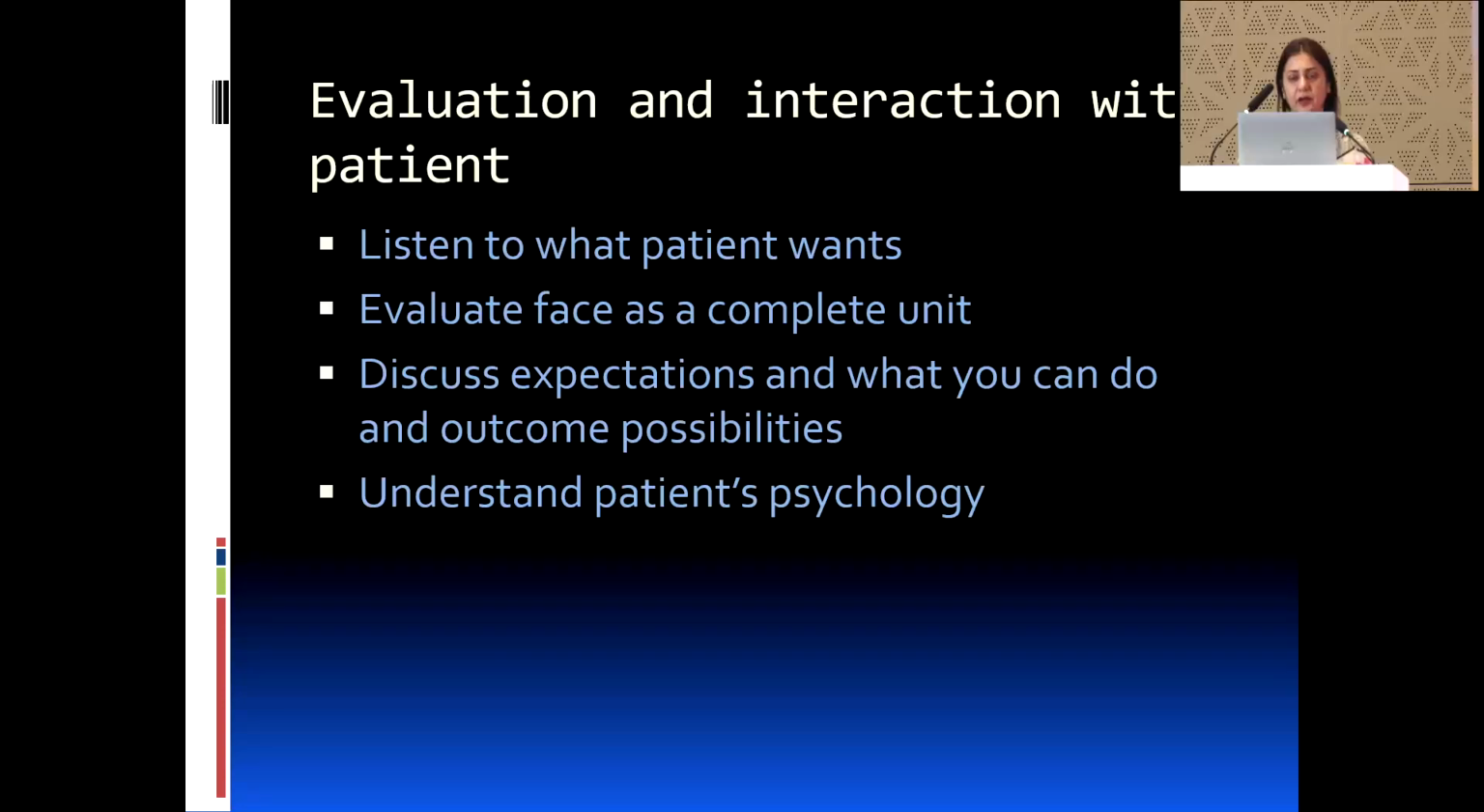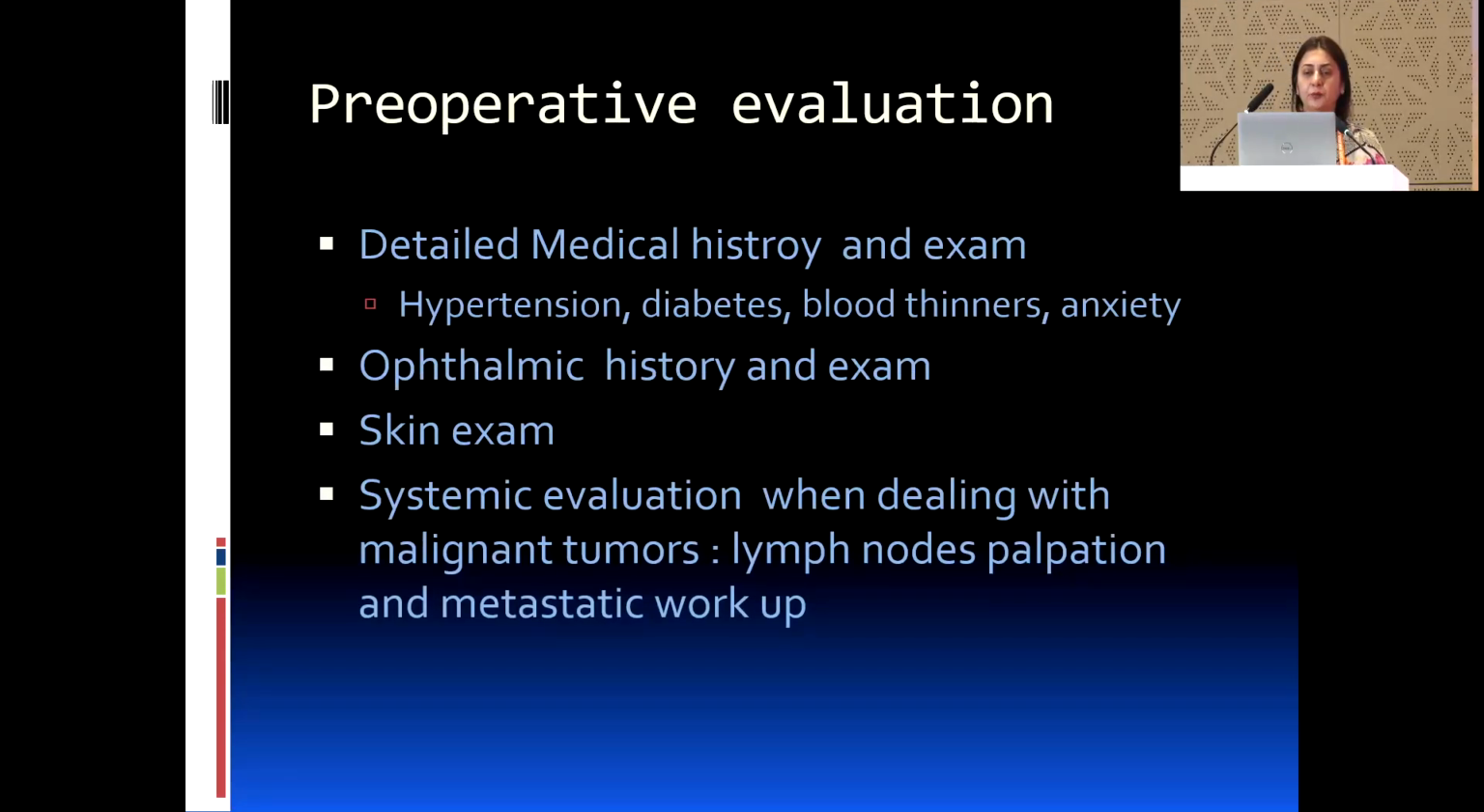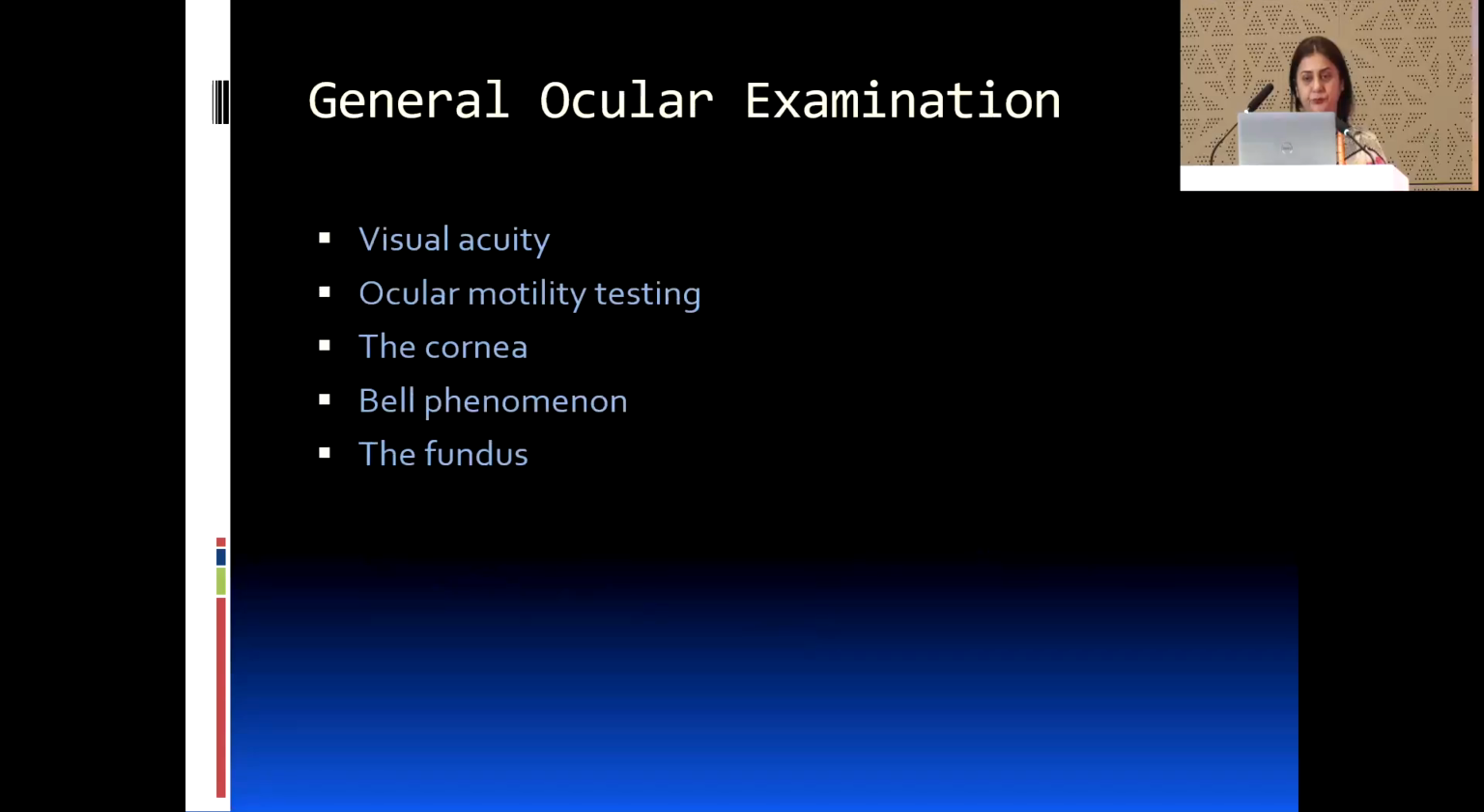Whenever patient comes, you have to evaluate complete face as a unit, discuss the problem, possibilities and surgical plan. In preoperative evaluation, detailed medical history and examination has to be done, whether patient is hypertensive, diabetic, on blood thinners, any anxiety. Blood thinners have to be stopped 1 week before the surgery. Ophthalmic history, examination, skin examination, and when you are dealing with suspicious lesions like malignant tumors, you should go for lymph node examination and metastatic workup also.